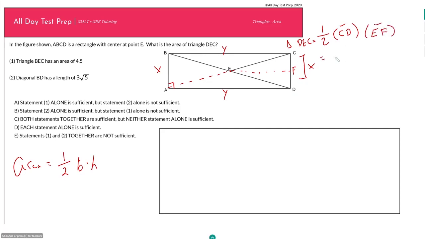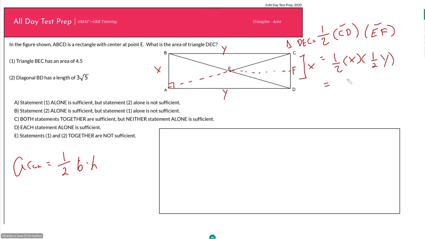What do we know about those two values? We already said CD has a length of X, so we'll say 1/2 X. Then what is the length going to be of EF? Well, remember, E is the midpoint of our rectangle. So if our rectangle has a length of Y and EF just goes from one edge of your rectangle to the middle, well, that should be half of Y. And so our height for this triangle here, which we said EF, is really just 1/2 Y.